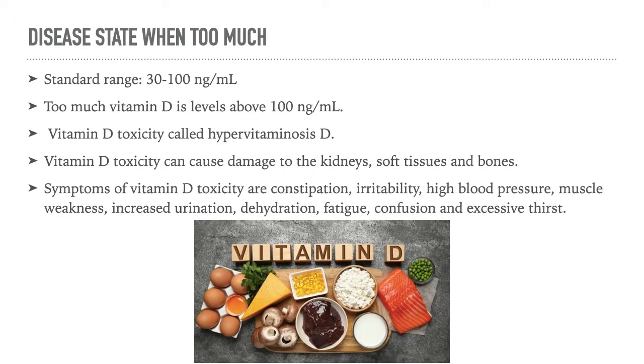So let's talk about disease state when there's too much vitamin D. Vitamin D, the standard range for that is 30 to 100 ng per ml. Too much vitamin D is levels above 100 ng per ml, and vitamin D toxicity is called hypervitaminosis D. It can cause damage to the kidneys, soft tissues, and bones. Symptoms of vitamin D toxicity are constipation, irritability, high blood pressure, muscle weakness, increased urination, dehydration, fatigue, confusion, and excessive thirst.